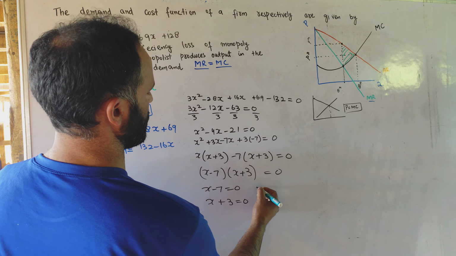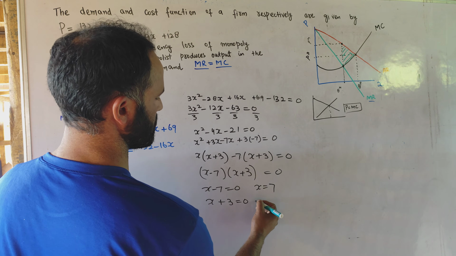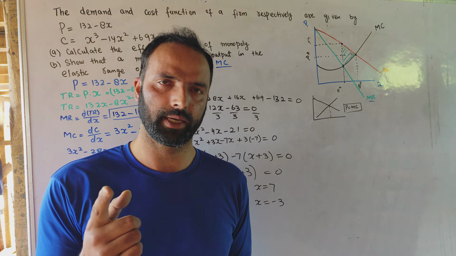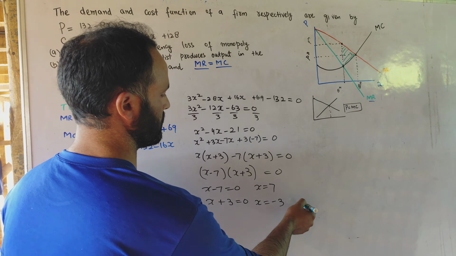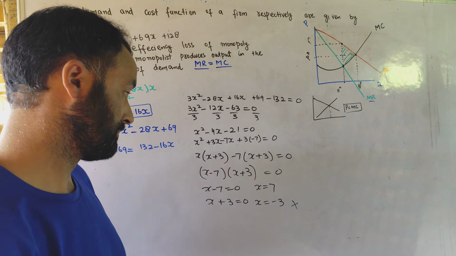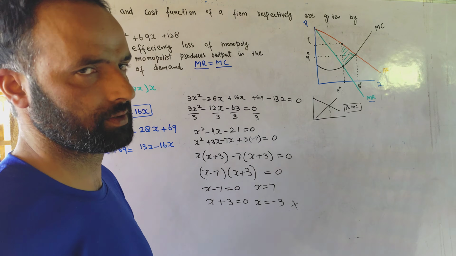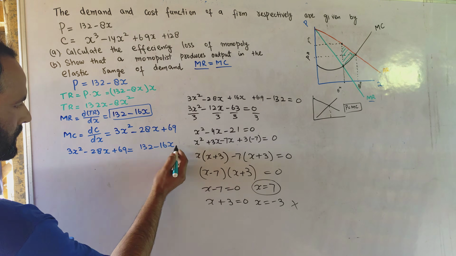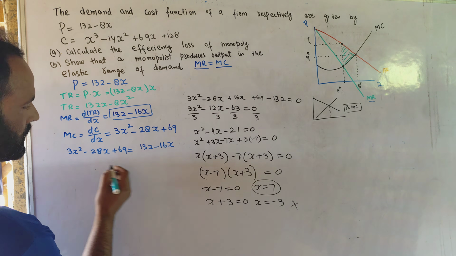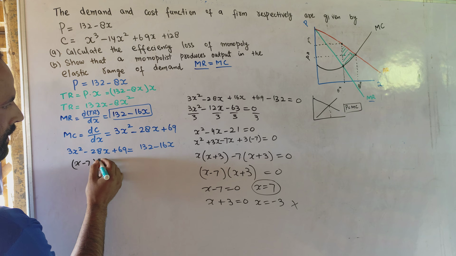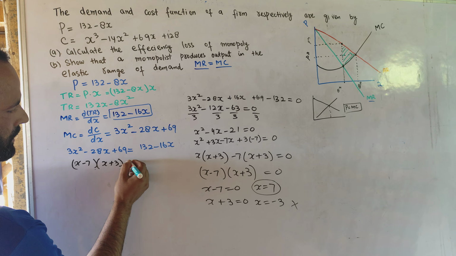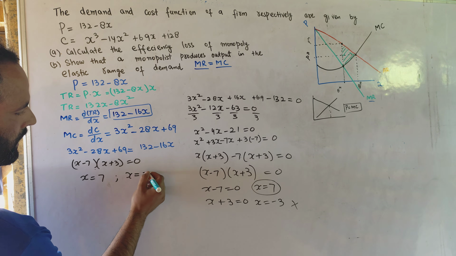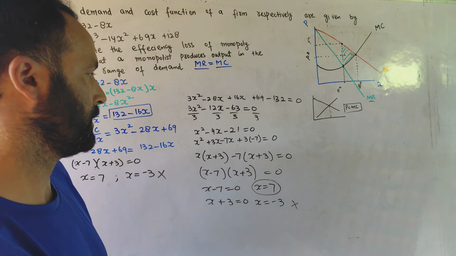x minus 7 is equal to 0 implies x is equal to 7, and x plus 3 is equal to 0 means x is equal to minus 3. So what is x? x is our output, and output cannot be negative, so we reject this graciously. So output will be equal to 7. When I solve this, I get x minus 7, x plus 3 equal to 0, x equal to 7 and x equal to minus 3. I rejected this because output cannot be negative.